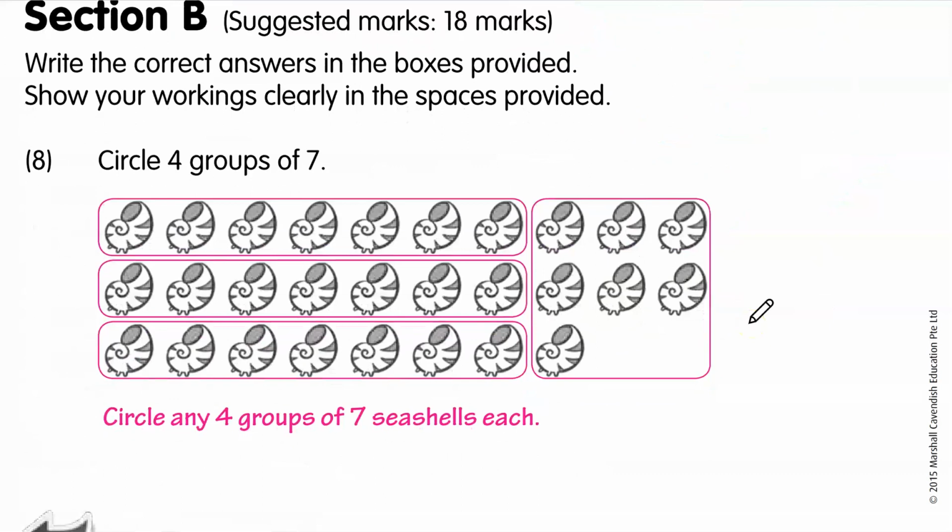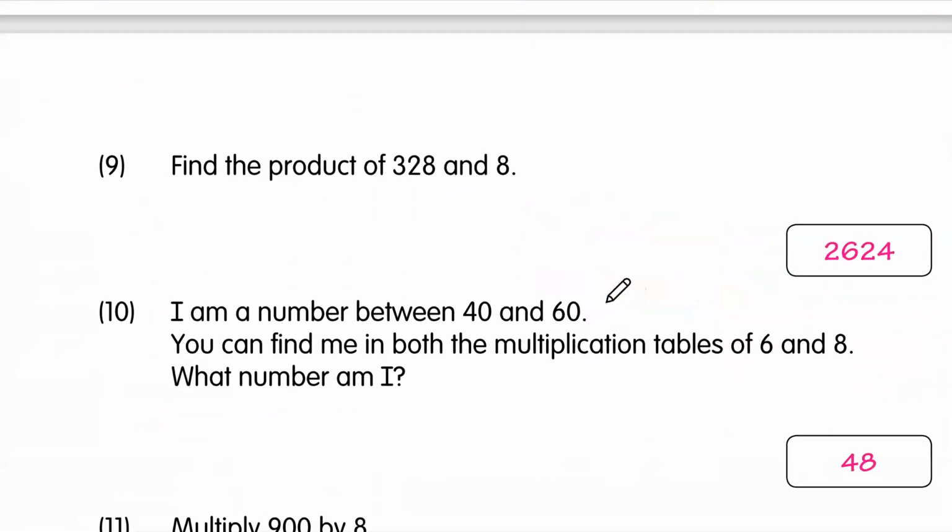Section B. Now this is how you circle 4 groups. In the end, you must see 4 red pink boxes. Right? Inside must be 7. 4 groups of 7 seashells. This is what it means. Right? You do not do this. Do not do this. 7 groups of 4. This is wrong.